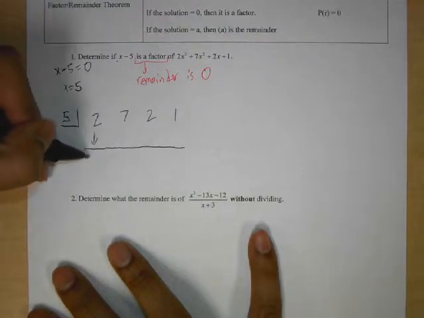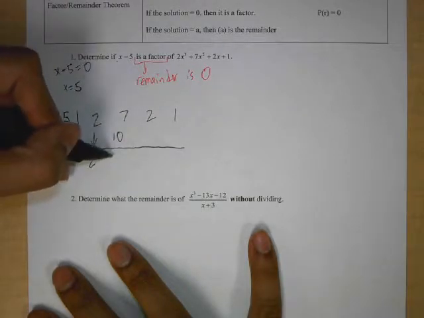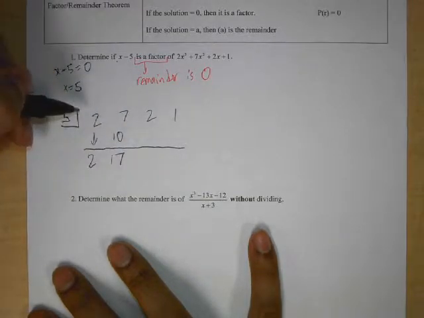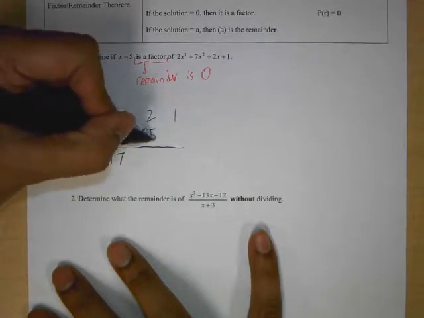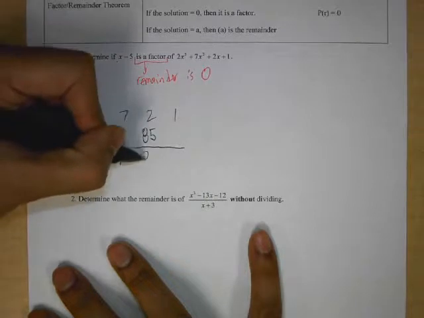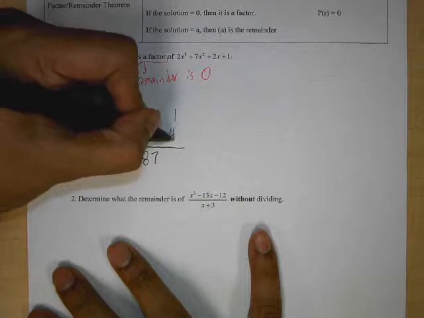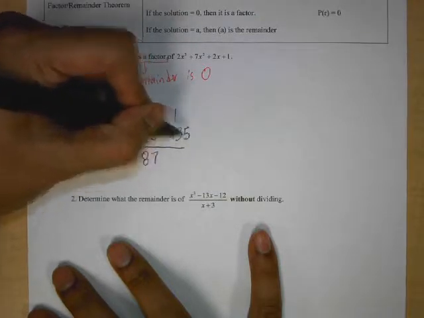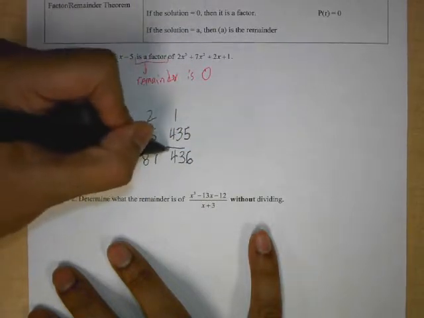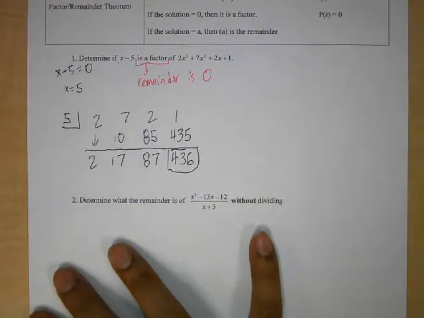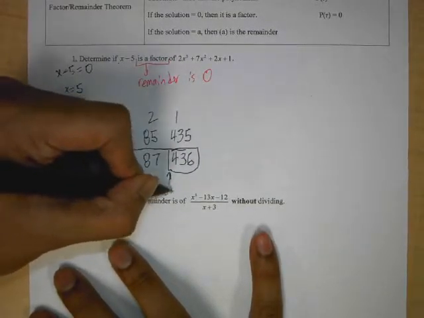2 comes down. 2 times 5 is 10. Add these two together, we're going to get 17, right? We'll get 85 when we multiply them, which becomes 87, and I believe this is 435. Ooh, some crazy looking numbers, okay? So this is my remainder, right? And it's not 0. So we can note that this is not 0.